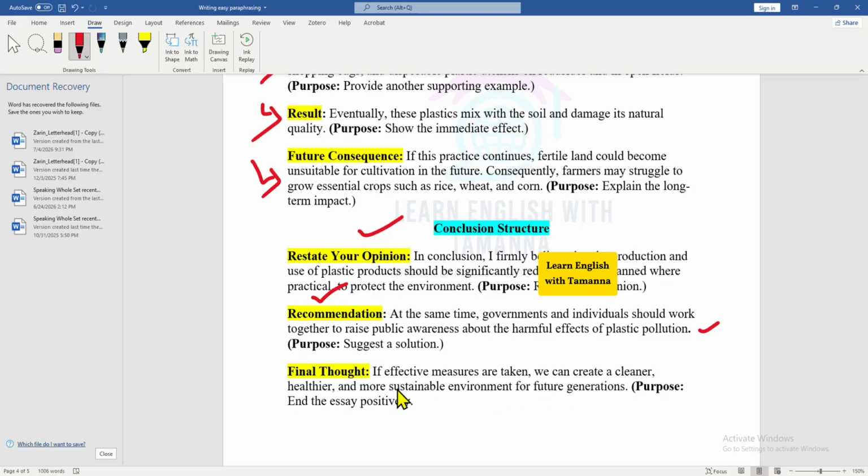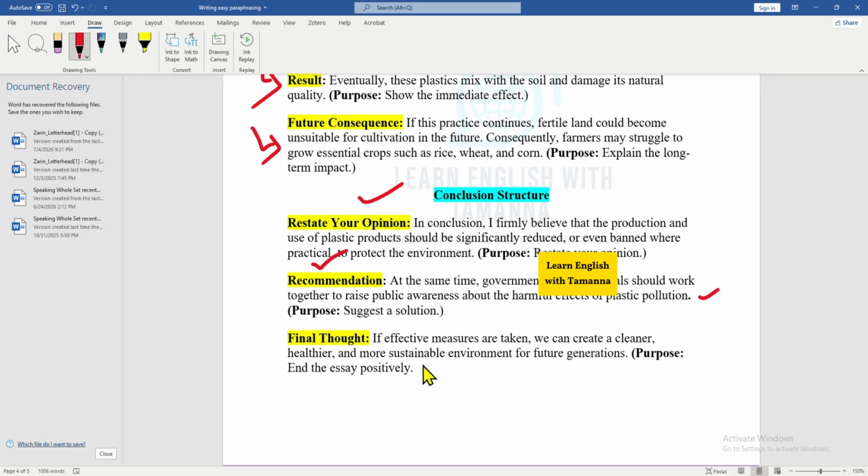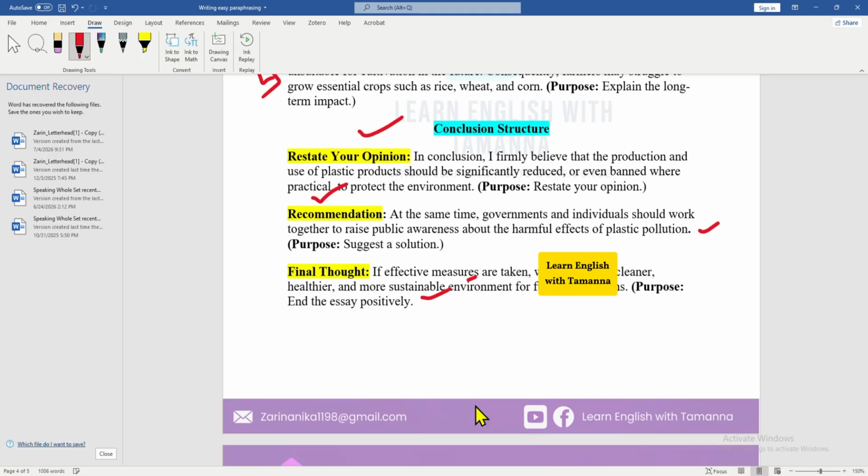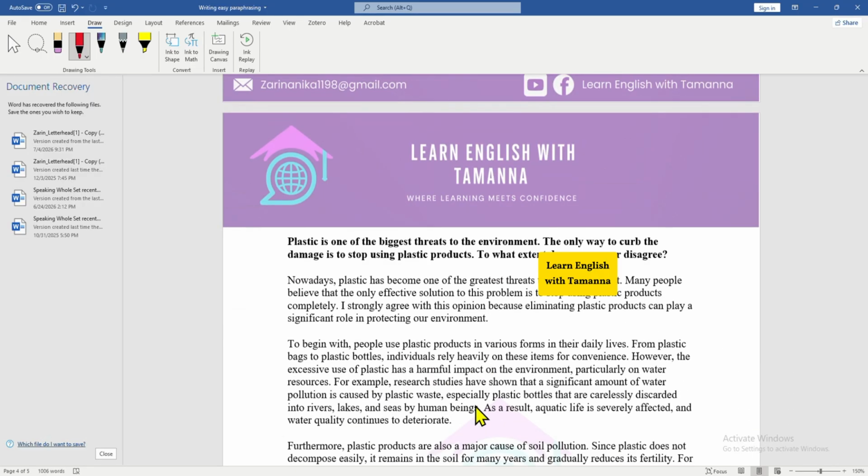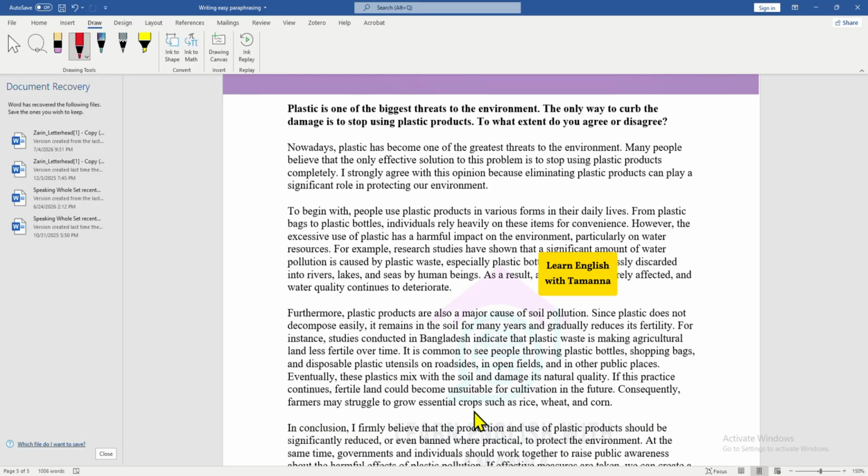And lastly, I added my final thought. If effective measures are taken, we can create a cleaner, healthier, and more sustainable environment for future generations. That's it. That's how I ended my essay. And now we are going to read the whole essay that I wrote.